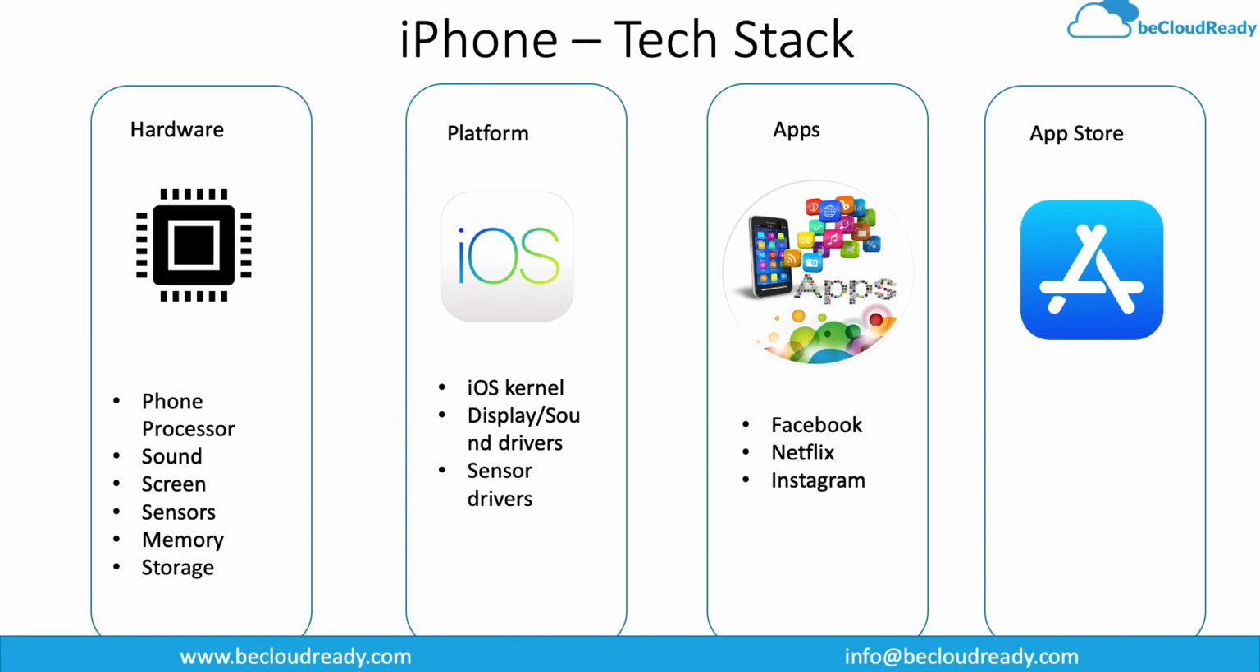Once you have the platform, by itself it has nothing. Now you need to develop applications which will be used on top of it to make it usable. For apps, examples are Facebook, Netflix, Instagram. These are the applications. And then you have the App Store. What is the App Store? The App Store is a repository of applications stored somewhere on Apple servers, from where you can download any app. So from an end user perspective, if you look at an iPhone, this is what you are doing on a daily basis.